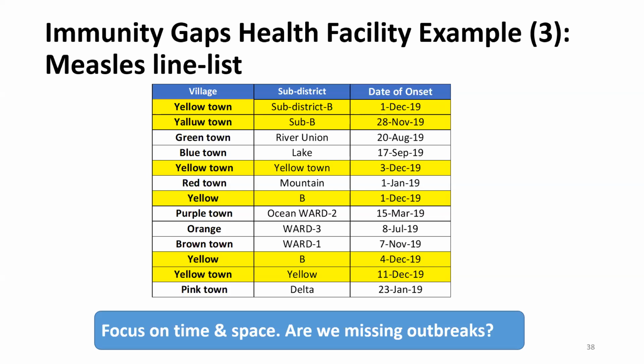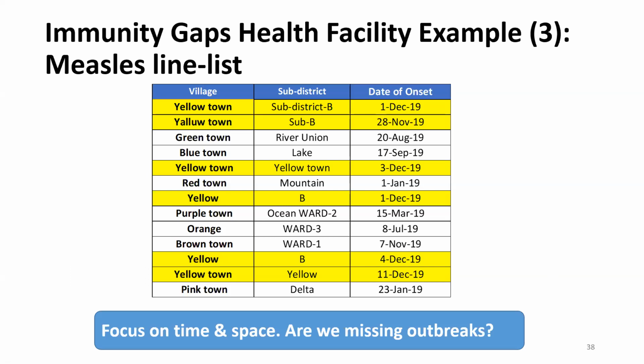And this might seem very obvious, but it's important to know how your line list works in your country. In this particular country, if the spelling was not exactly matching perfectly, there was no flag for an outbreak. So unless someone actually manually sat down and looked through this line list, they would not have been able to notice that there was an outbreak in Yellowtown Village. In this particular country as well, the subdistrict had to be written out as a ward number.